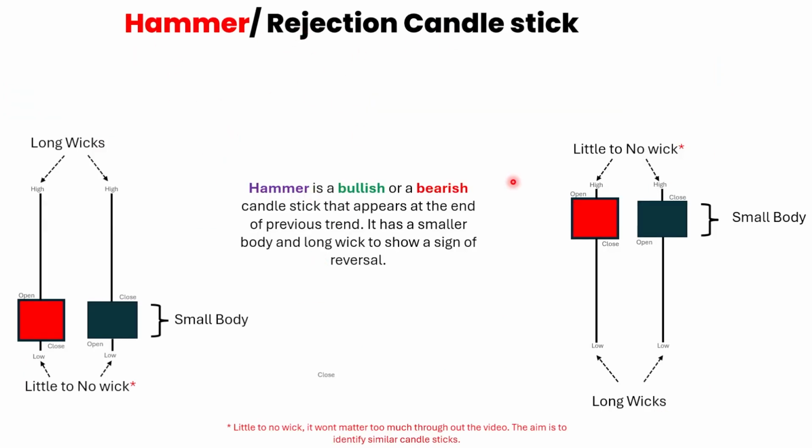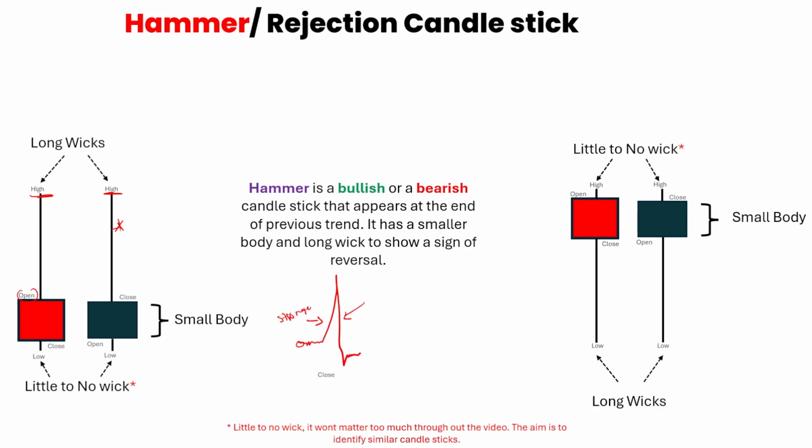A hammer is a bullish or a bearish candlestick pattern that appears at the end of a previous trend. If the market is bearish, the market will make a hammer at the end and then push higher. It has a smaller body and long wicks to show a sign of reversal. Let me tell you how these wicks behave. You see these wicks here, they show you that we open, made a high and then reversed and then closed around this area. This one was stronger, but now this one pushed them down, you can see.